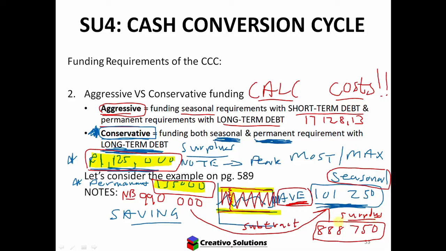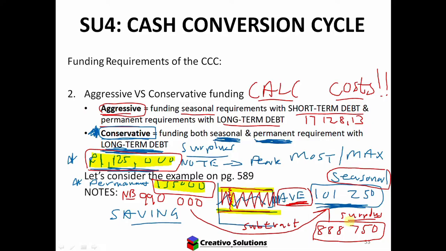Okay, that surplus is what we're going to be using in the conservative strategy. In other words, the assumed savings or the assumed investments that I'm going to be getting because I've got all this money sitting around. Remember, conservative means take out all the cash, 1.125 million, so I never, ever run out of it.